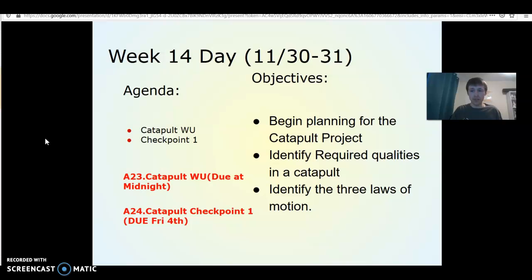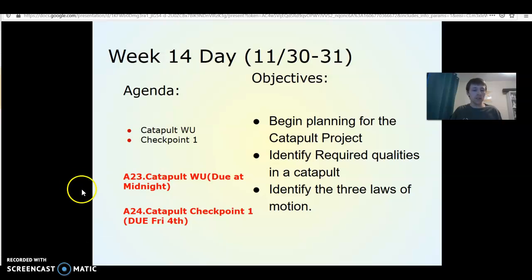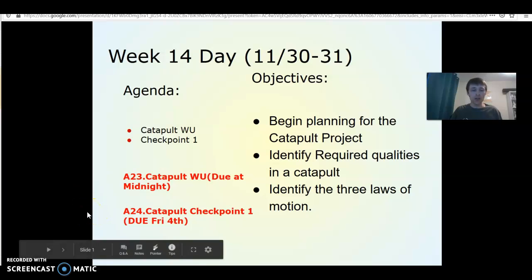We've got 2 assignments. One is due tonight at midnight, so if you missed it, you need to do this ASAP, please. And that is the catapult warm-up. I'll show it to you in a second. The second one is due Friday the 4th, and is the catapult checkpoint 1.